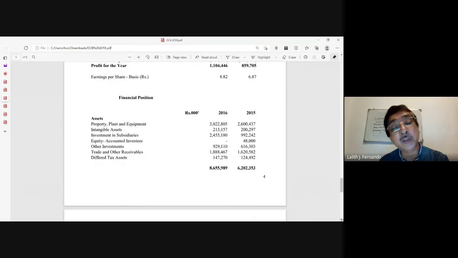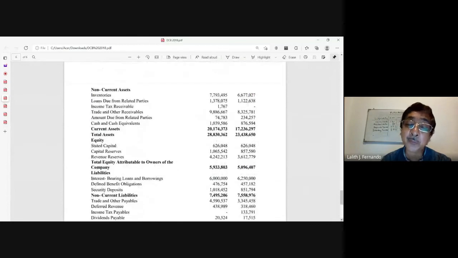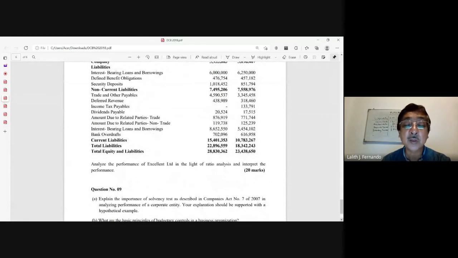So you can make use of all the details here. You can give appropriate comments. Because you see, even though lengthy information is available, the question is a very one-sentence question. Analyze the performance of Excellent Limited in the light of ratio analysis and interpret the performance. When you say interpret the performance in the light of ratio analysis, that's what they have given. So therefore, it doesn't imply an analysis of balanced scorecard.